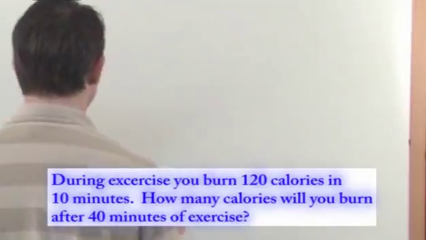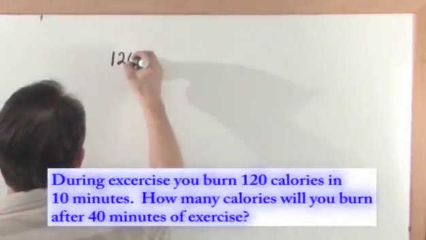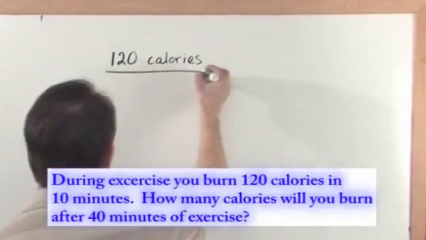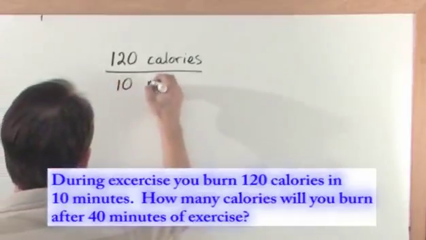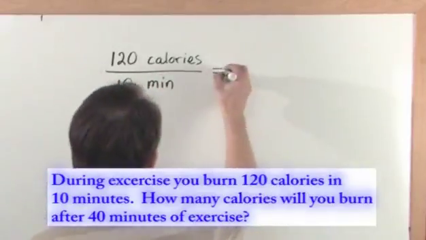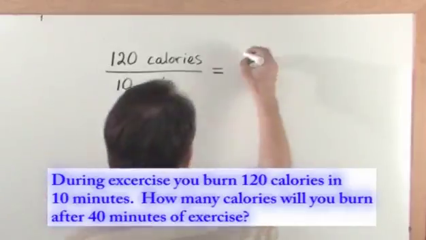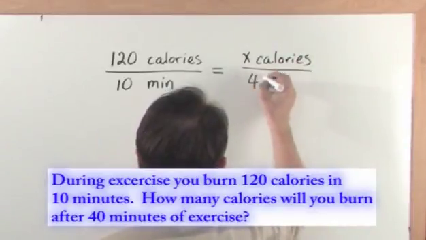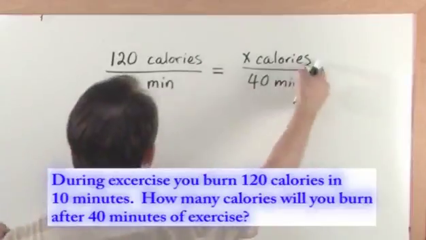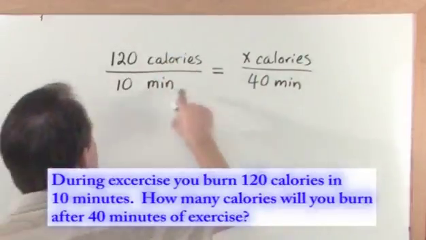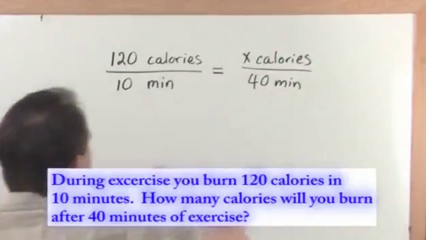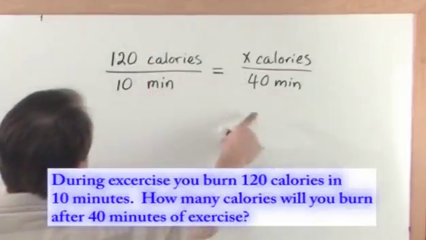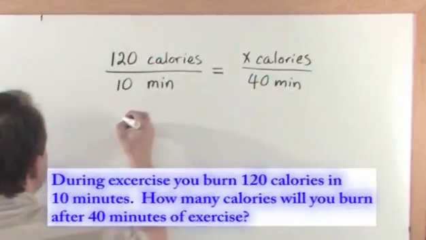You just set it up like every other ratio and proportion. I burn 120 calories, and I want you to write the unit down every time or you'll get confused. 120 calories in 10 minutes is a ratio equal to X calories in 40 minutes. I don't know how many I'm burning. Notice I've got calories on the top, minutes on the bottom. 120 calories in 10 minutes is equal to I don't know how many calories in 40 minutes. So it follows the typical ratio and proportion way. Now I'm going to cross multiply again: 10 times X is just 10 times X.